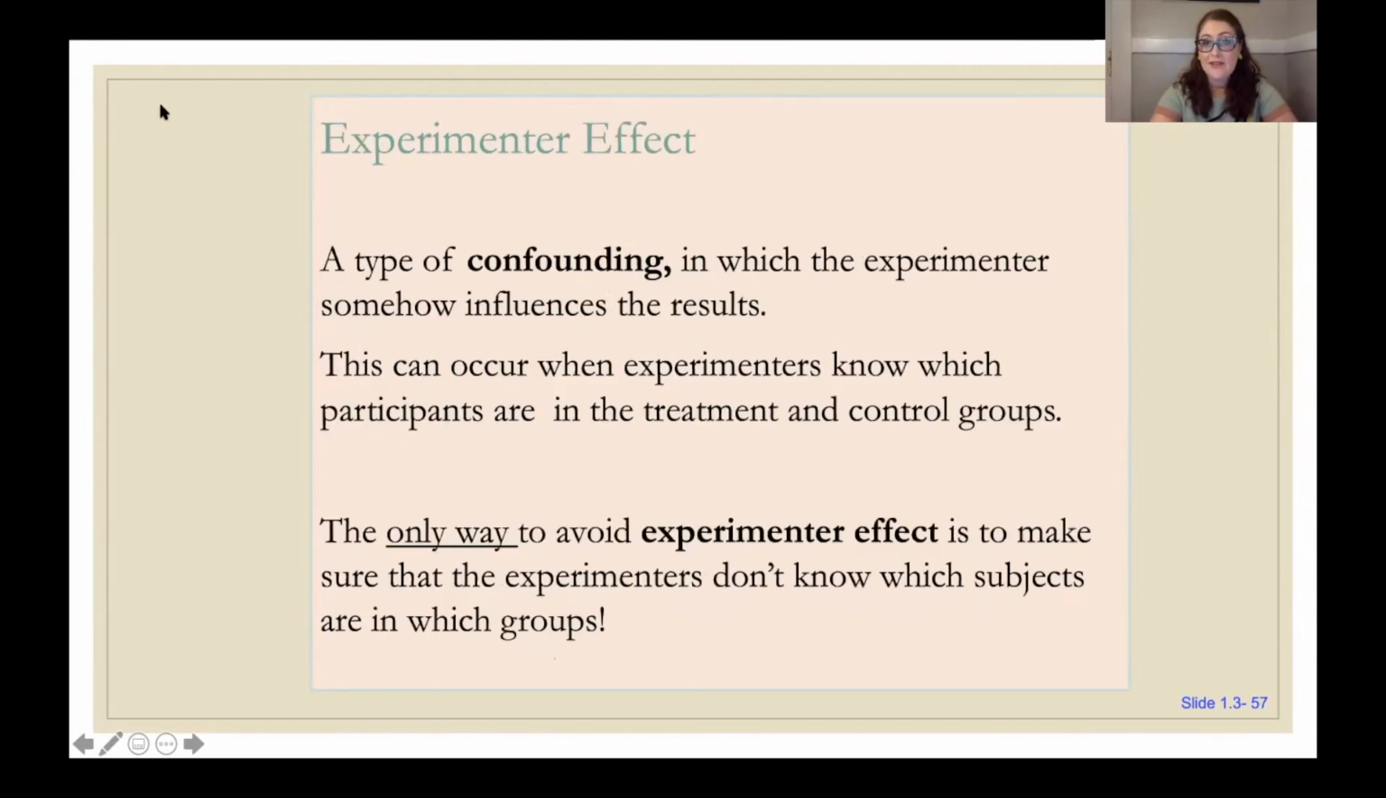So one type of confounding, and this is the worst type of confounding, is when the experimenter somehow influences the results. And that can happen, right? We all have biases and preferences. We could be really motivated to prove what it is we want to prove, what we feel is true, but the data doesn't represent it. This can occur especially when experimenters know which participants are in the treatment and which are in the control. And the only way to avoid experimenter effect is to make sure that experimenters don't know which subjects are in which groups. And this is called a double-blind study.